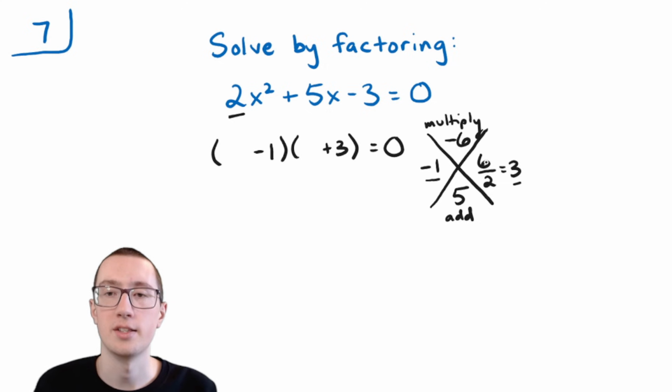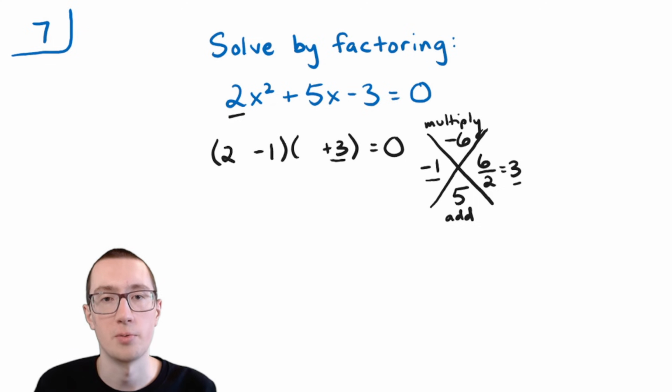In this case, we divided the 6 by 2 to get 3. So this number here, we divided by 2 to get to this number. So we need to put 2x on the opposite parentheses. So this one right here. And this one is just going to stay as x.